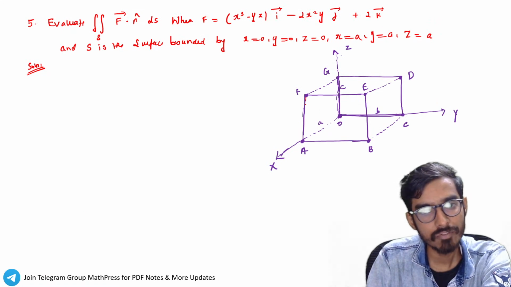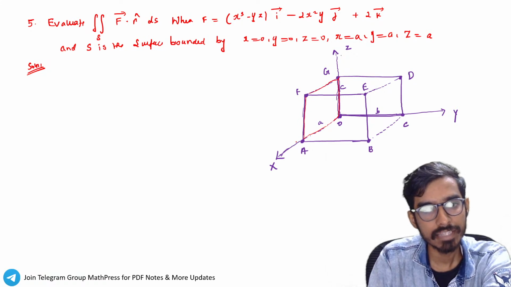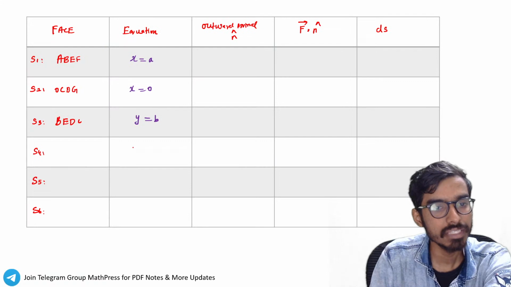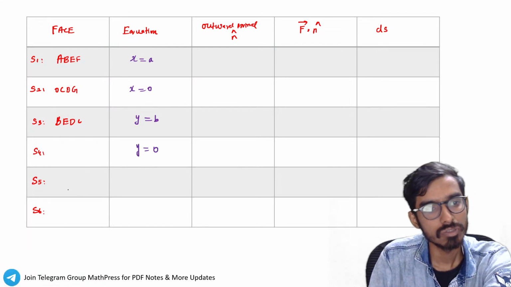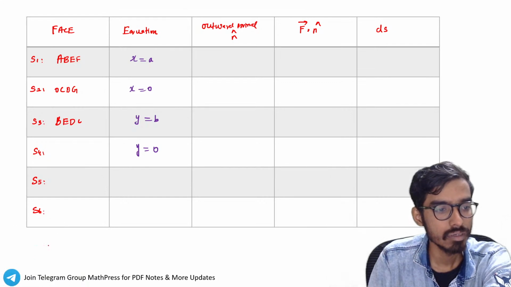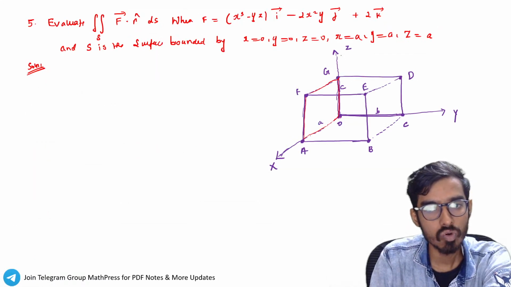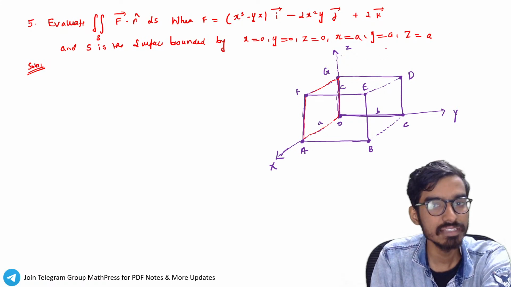You can see this left plane lies on the XZ plane. Yes or no? It lies on the XZ plane. That means what? y is equal to 0. So what is the left plane? This C is small c, right? This C is the distance.